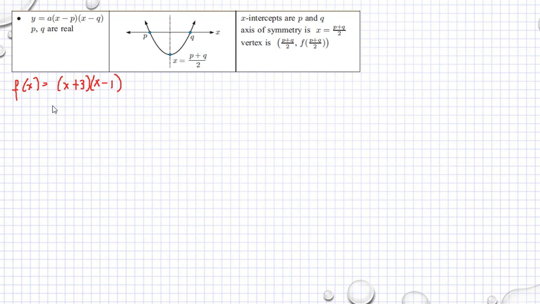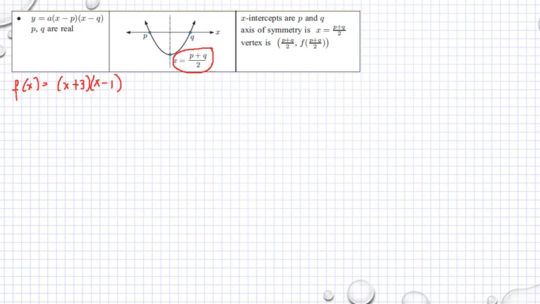I have an example here. It says that to find the vertex, the x-coordinate is always the sum of p and q divided by 2. It is always like that. Okay, the axis of symmetry, and to find the vertex x-coordinate, it is p plus q divided by 2.